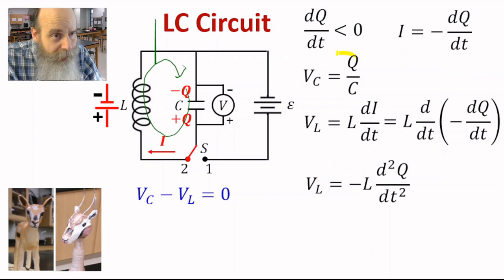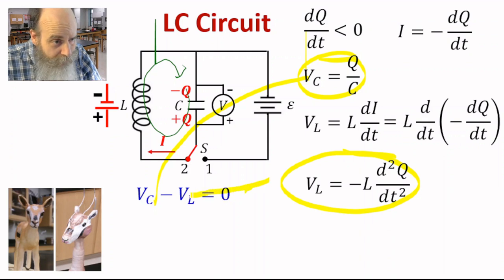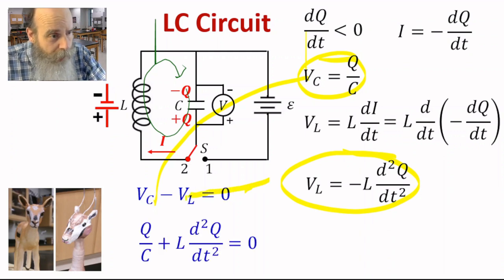So let's take our Vc here and put it into the equation. And we will take our VL and put that into the equation. And this is what we get. Q over C plus L d2q by dt squared equals 0.